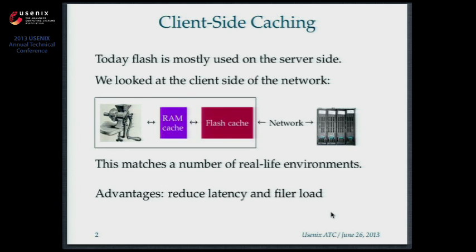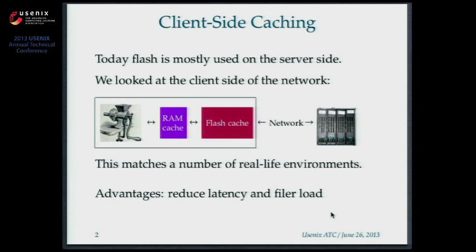This gives us the architecture you see here. We have a meat grinder, an application that talks to the operating system's buffer cache, which is RAM. This is a few gigabytes. And then under that, we insert a flash cache, which is larger, a few dozen gigabytes. That talks from the network to a file server.